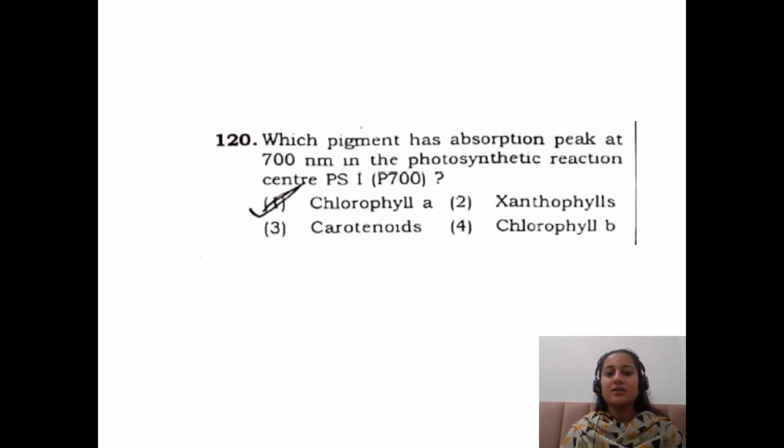The pigment has the maximum absorption peak at 700 nanometers in the photosynthetic reaction center, that is PS1. Obviously, chlorophyll A is marked as the reaction center, and the rest are considered to be the light harvesting complexes. They will harvest the light and that light will be passed to the main reaction center where the main molecule is chlorophyll A. This question is also from photosynthesis.